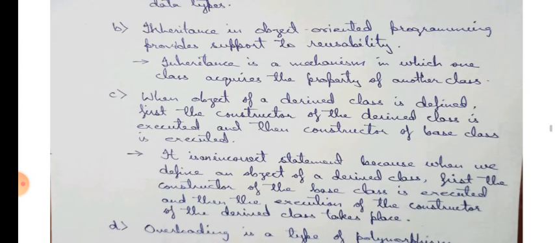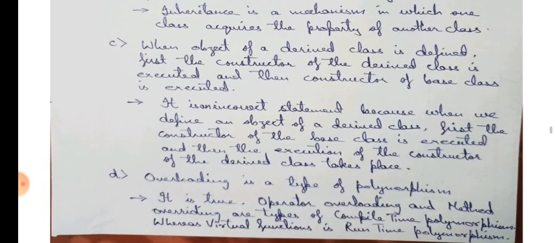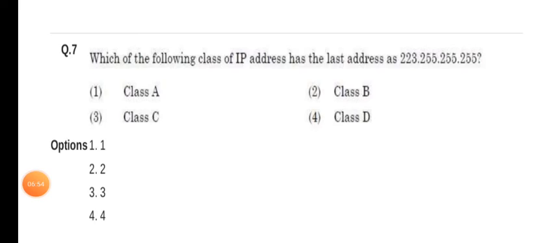When object of a derived class is defined, first the constructor of the derived class is executed and then the constructor of base class is executed. It is an incorrect statement because when we define an object of a derived class, first the constructor of the base class is executed and then the execution of the constructor of the derived class takes place. And the last statement, overloading is a type of polymorphism. It is a true statement because operator overloading and method overriding are types of compile time polymorphism, whereas virtual functions is runtime polymorphism.